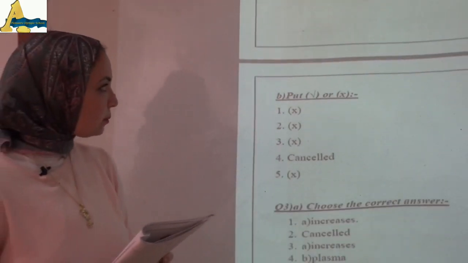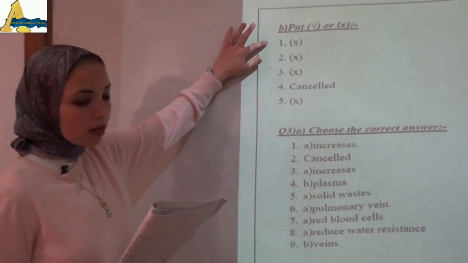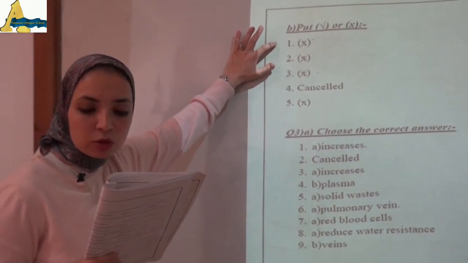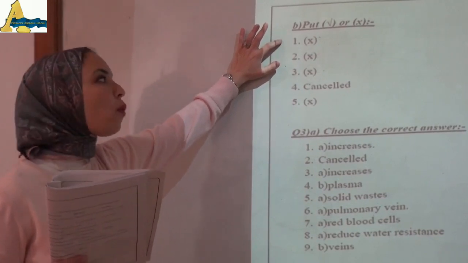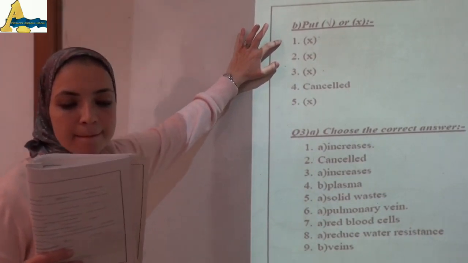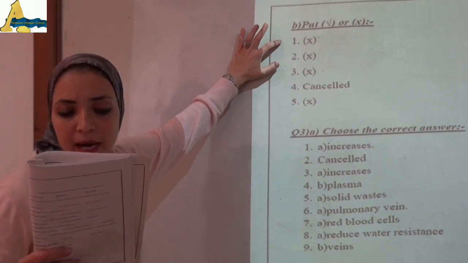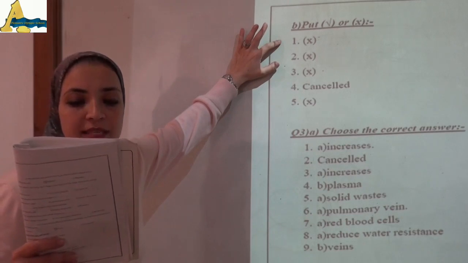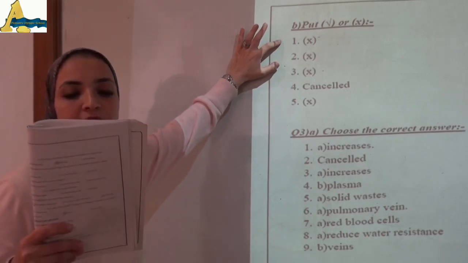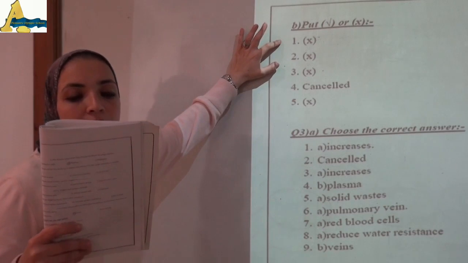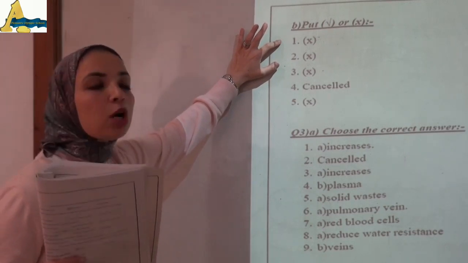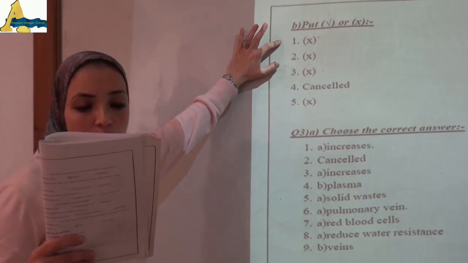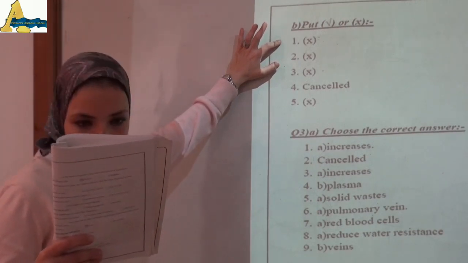Put right or wrong. The ureter is the main organ in the urinary system? Of course not, it's the kidney. Man urinates more in summer than in winter? No. Why? Because during summer, the man gets rid of the excess salt and water through the skin in the form of sweat due to the high temperature, so he will urinate less.